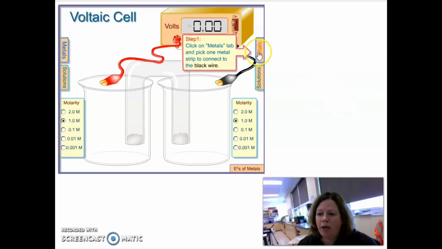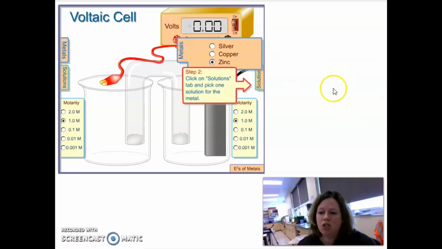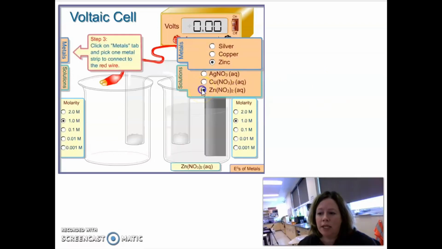It's telling you right here that you're going to click on the metals tab to pick one metal strip to connect to the black wire, which would be the negative electrode, which is the anode. So I am going to pick zinc, just because. I am then going to choose my solution, so I'm going to pick zinc nitrate since I have a zinc electrode, and I'm going to choose my molarity.